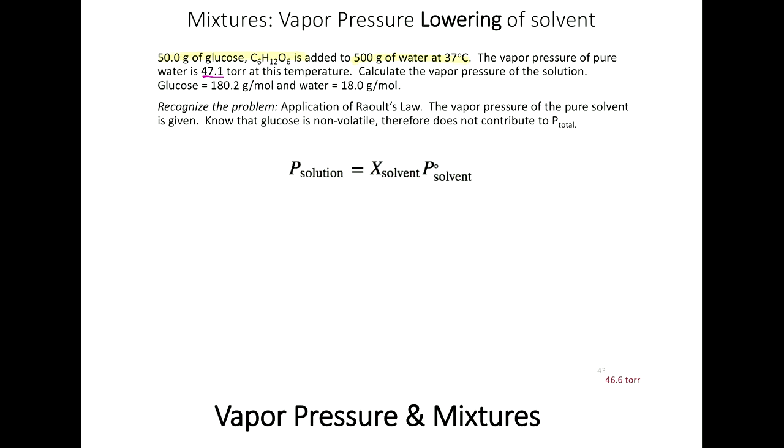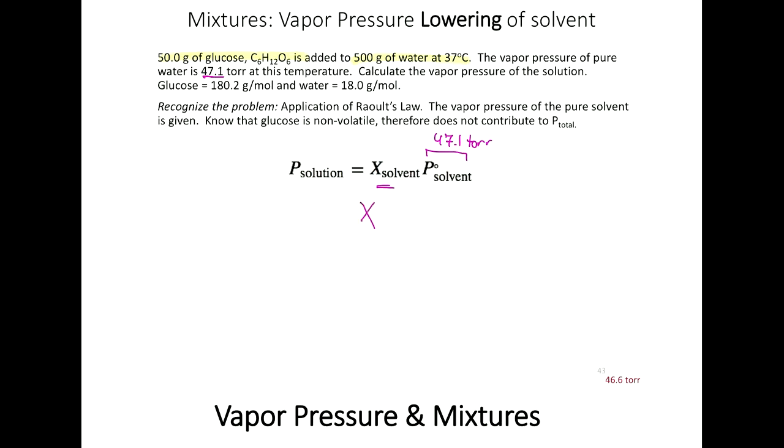But do we have a pure sample of water? No. So we need to calculate how much of this sample is actually water to calculate the extent of the vapor pressure lowering of this solution. So 47 torr, that number is this number right here, the vapor pressure of the solvent in the pure form. That's what that little knot means. So this number is 47.1, right? So we need to calculate how much of our solution in a mole fraction is actually water.